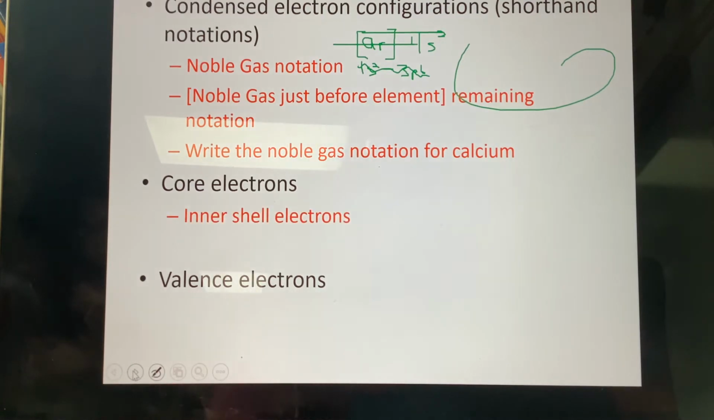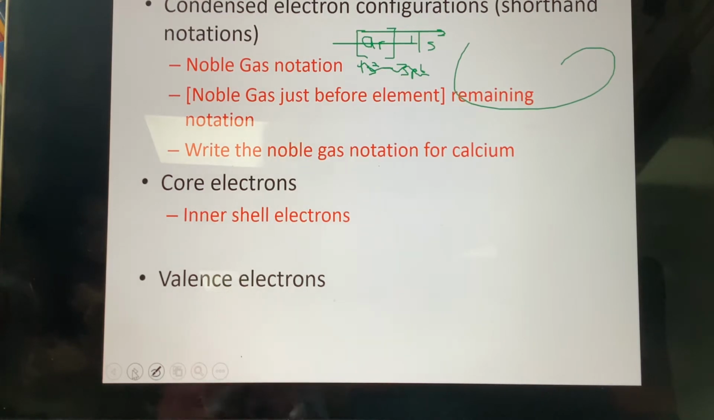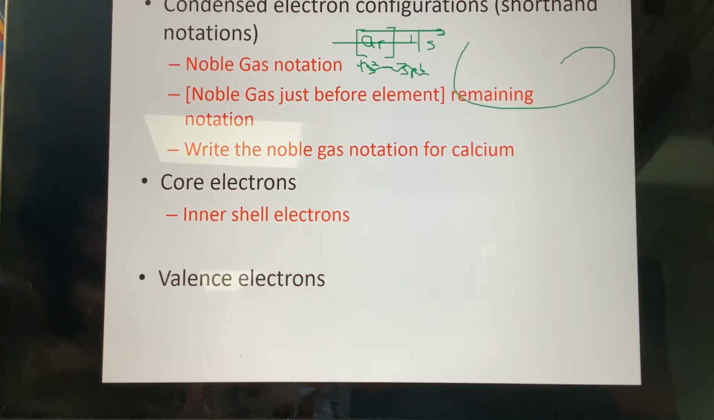All right, and what that noble gas notation also shows us is the core electrons. Those are the inner shell electrons. So if they're not valence electrons, they're core electrons. So all of those with that argon represent the 1s2 all the way up to the 3p6, those are its core electrons.